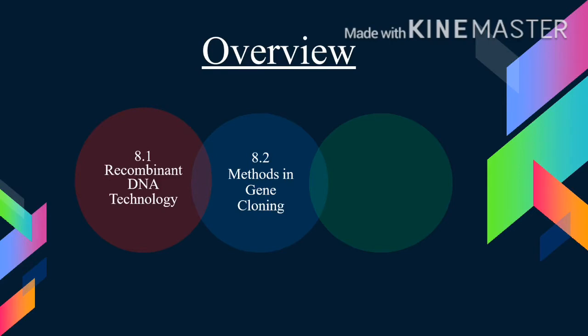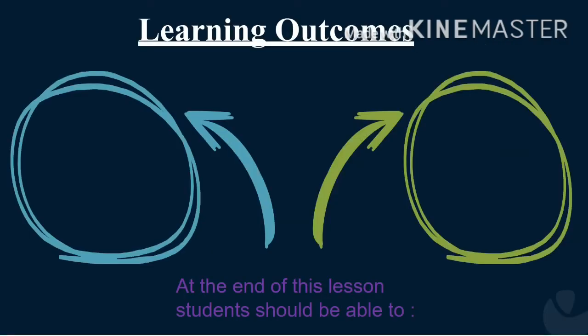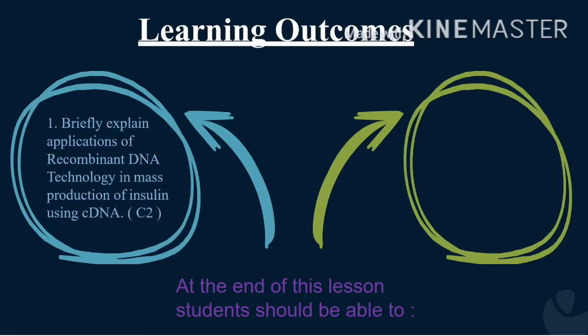This video will be more focused on 8.3, which is application of recombinant DNA technology. At the end of this lesson, students should be able to briefly explain applications of recombinant DNA technology in mass production of insulin using cDNA. The second, describe the steps in production of insulin using cDNA.